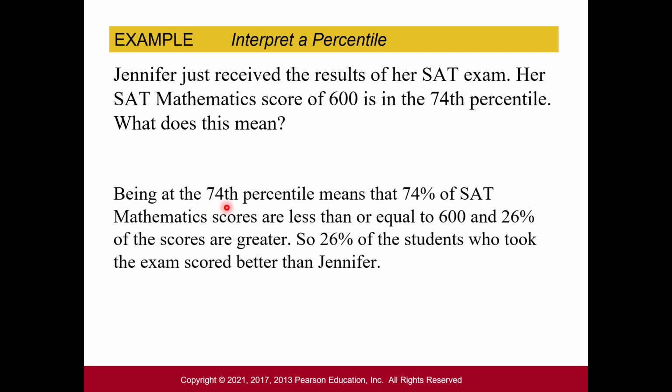Being in the 74th percentile means that 74% of SAT math scores are less than or equal to that score, 600. And then if you add up to get to 100, that means 26% of the scores are greater than that. So 26% of the students who took the exam scored better than Jennifer, and Jennifer actually scored better than or equal to 74% of the people that took the exam.